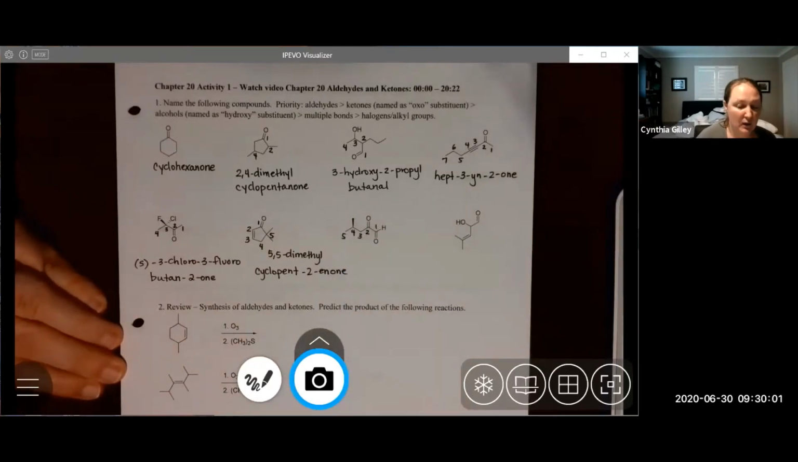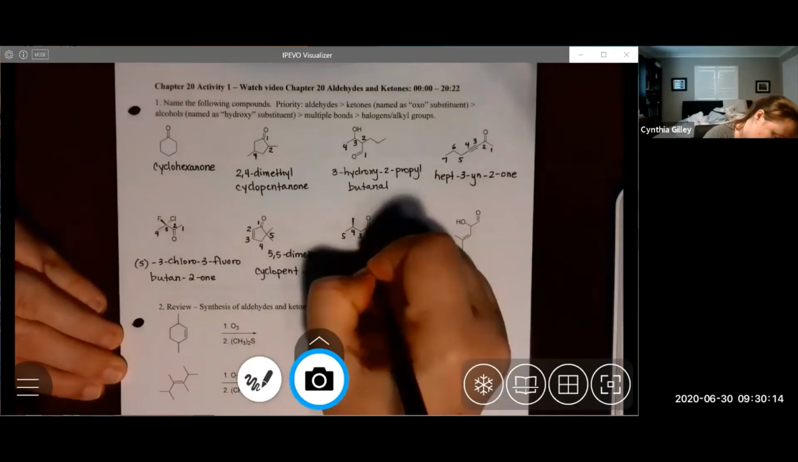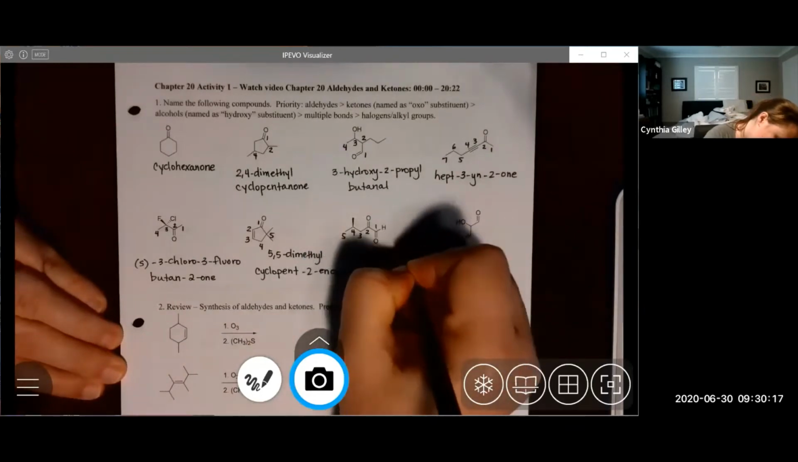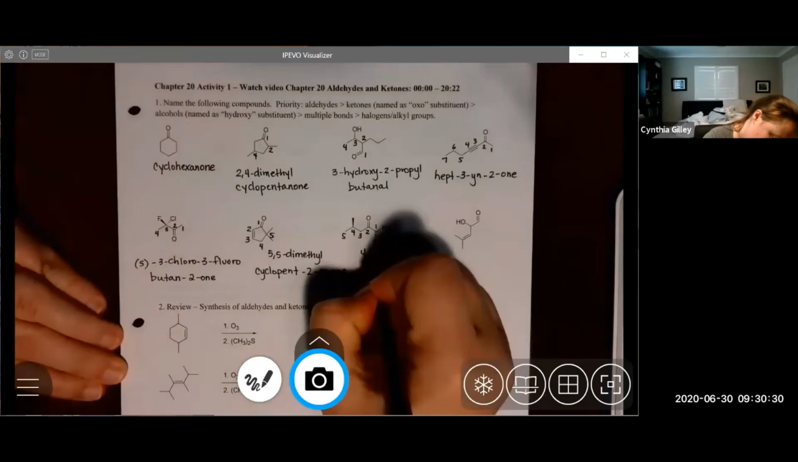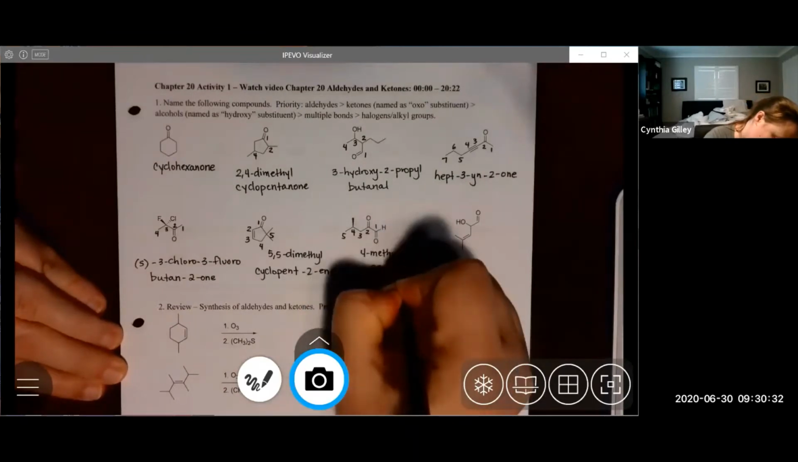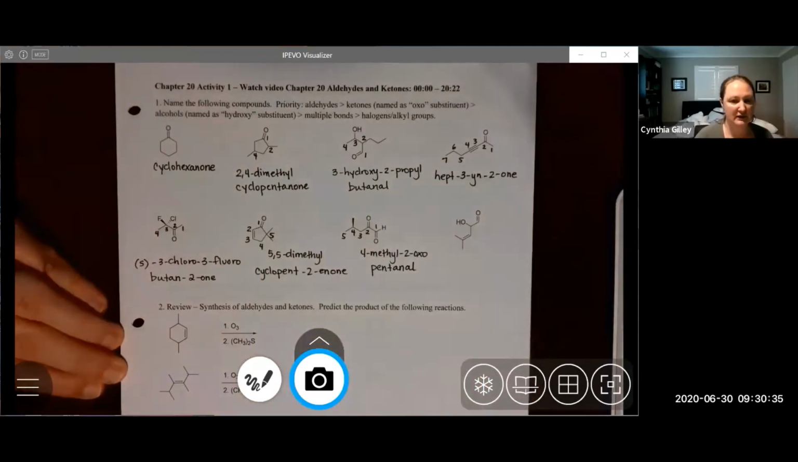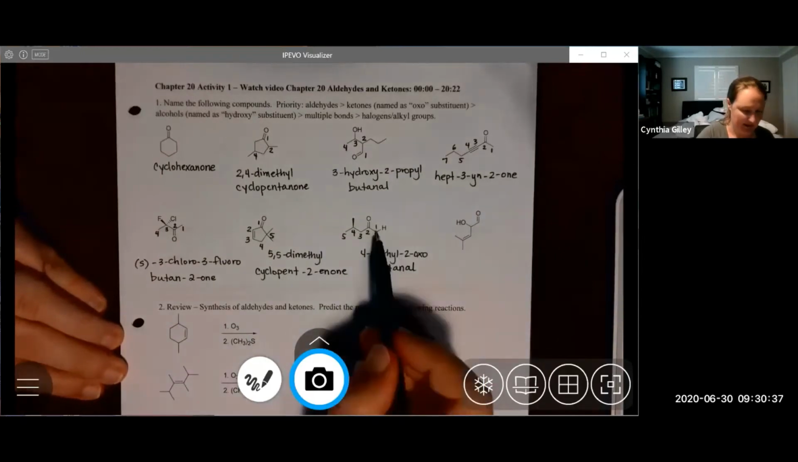Okay, so the substituents are a methyl at carbon number 4 and the oxo group at carbon number 2. M comes before O alphabetically. So 4-methyl, 2-oxo, and now comes the parent, which is a 5 carbon chain, so a pentanal. And again, we don't need a number because by definition, when it's acyclic, the aldehyde is always carbon 1.